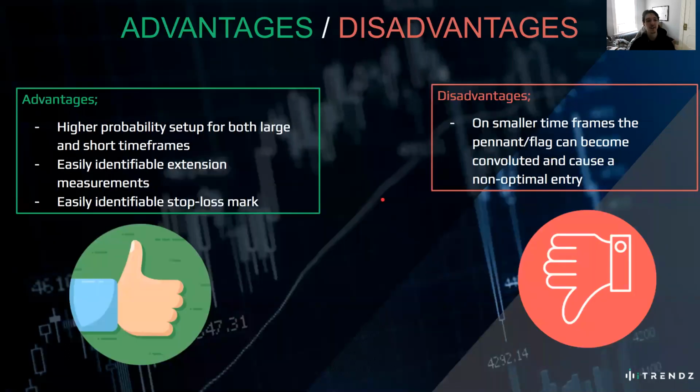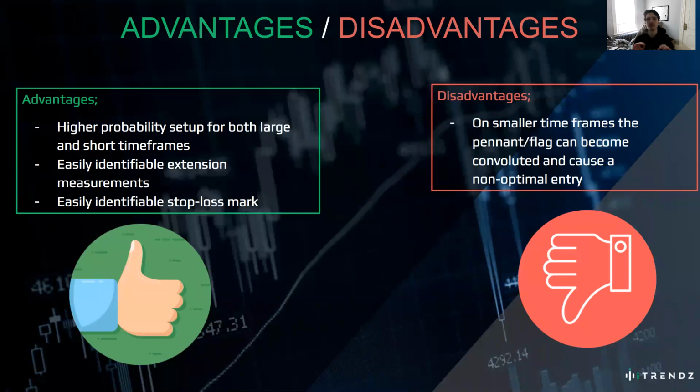Some advantages, disadvantages. One advantage is that it's a higher probability setup, on both larger and shorter time frames, which is really, really nice. Easily identifiable extension measurements, very, very easy. And there are also very easily identifiable stop loss marks where you need to set your risk to reward ratios, et cetera, et cetera.